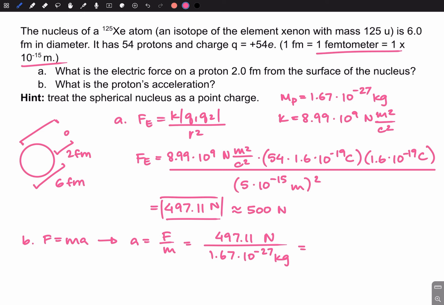And that equals 2.97 times 10 to the power 29 newton over kilograms, or meters per second squared, whichever one you want. But this is our answer.